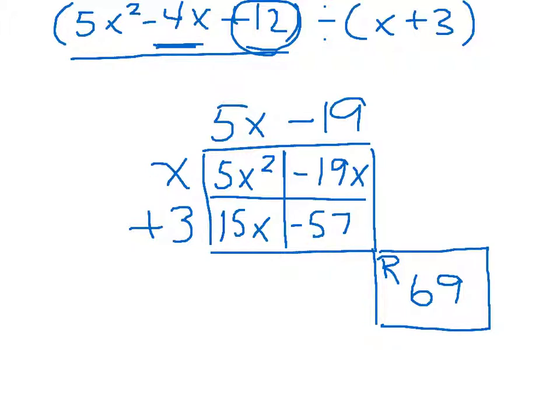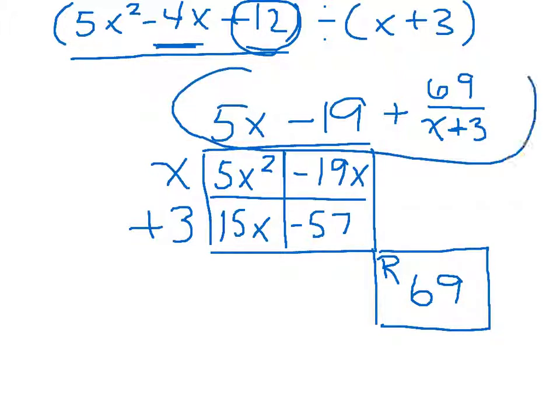Now, the way that I write my final answer to make this complete is I need the part of the quotient, 5x minus 19, that I already have, and I'm going to add the remainder on to the end. But it's not just the plain number, it's got to be 69 over x plus 3, so that if I were to multiply the quotient, so this whole thing, by x plus 3, I would wind up getting 5x squared minus 4x plus 12.